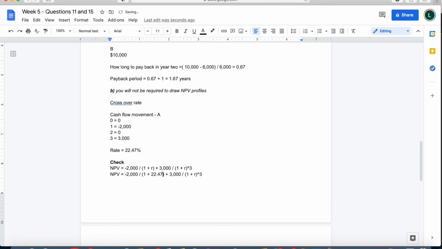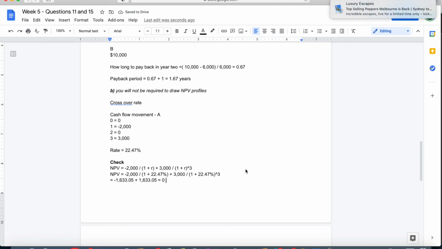47%. Where's my percent button? There we go. And rate 22.47%. So if we do those calculations, we're going to get, what is it? We've got a negative on this side, 1633.05 plus 1,633.05, which equals 0. So that means our crossover rate is perfect.